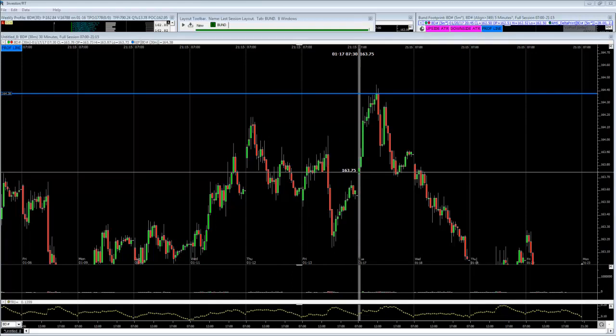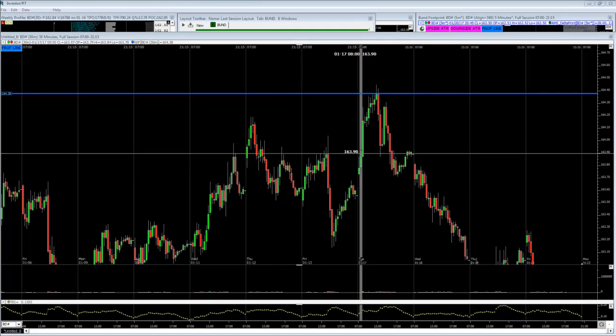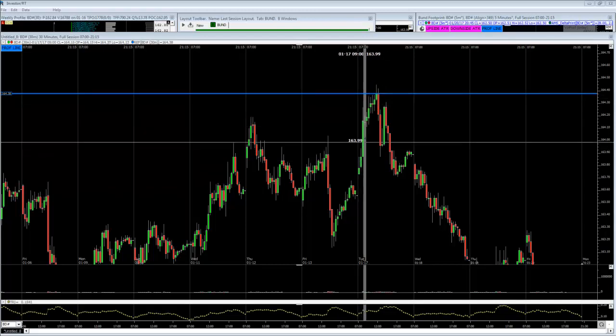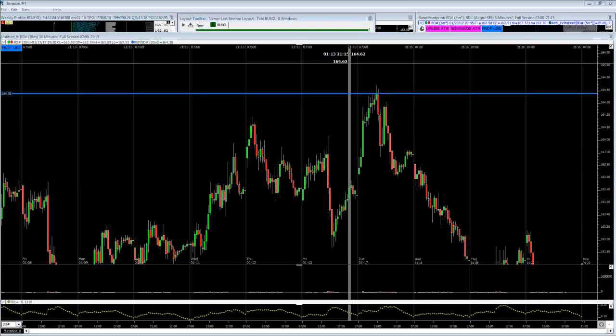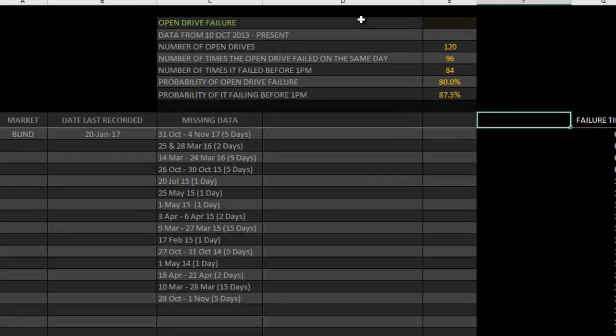So when we've opened here, we have an open drive in play. You can see that we begin to move higher, and we leave this low as the low of day. So I was saying it was very high probability that we were going to come down and trade at least one tick through the open, and here are the odds for that in the Bund.